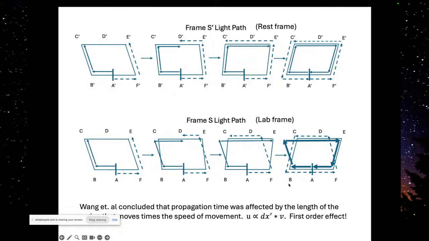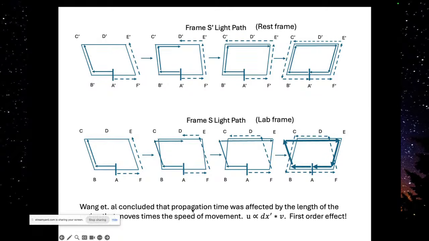And this is essentially what Wang et al. had done, and they showed that the speed in the laboratory frame is the length of the path, which I have as dx prime here because I typically consider the rest frame my prime frame and the stationary frame my unprimed frame.